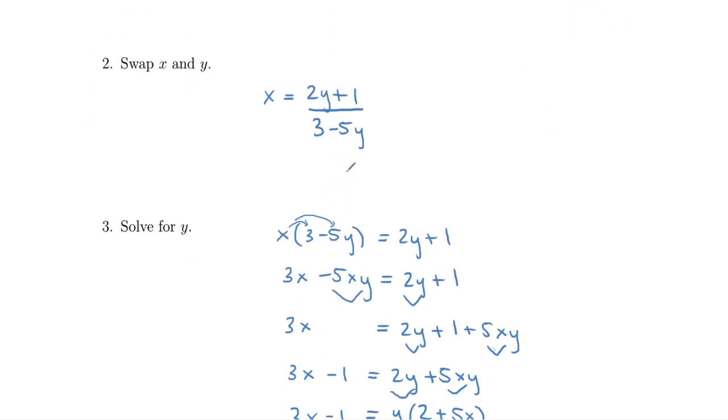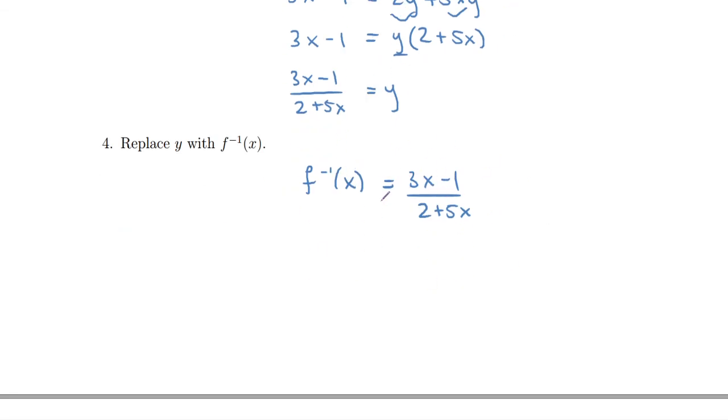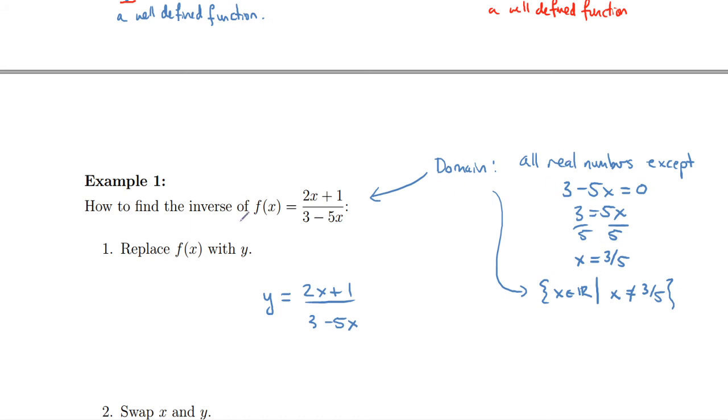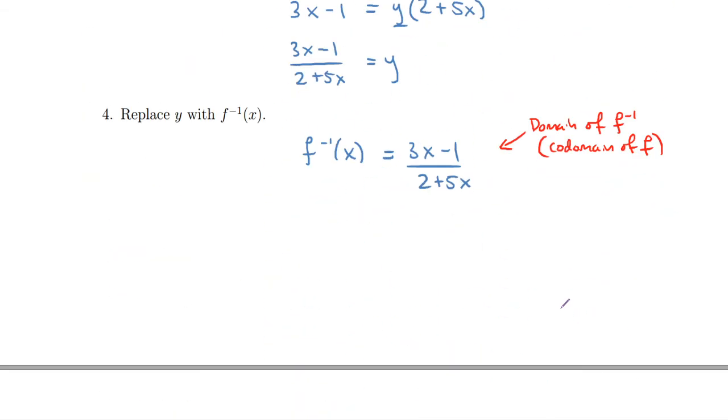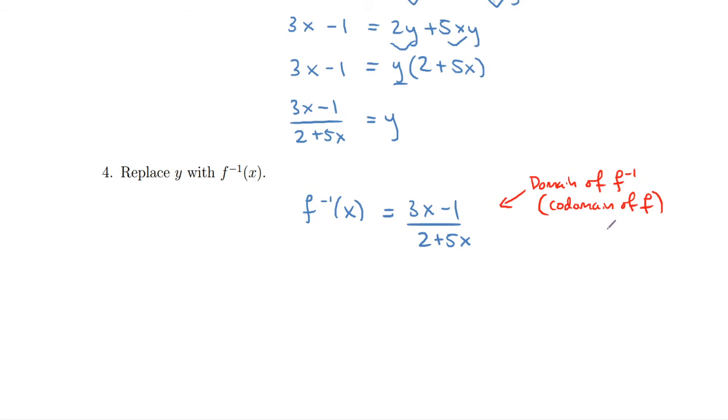And the neat thing is, since you did all this work, the inverse is also a rational function. So you could ask, what's the domain of f inverse? Let me write that out. The domain of f inverse will be the codomain of f. And up here, the domain of f will also be the codomain of f inverse. These all get swapped. So the domain of f will be the codomain of f inverse, and the domain of f inverse will be the codomain of f. I'll summarize that in just a second.